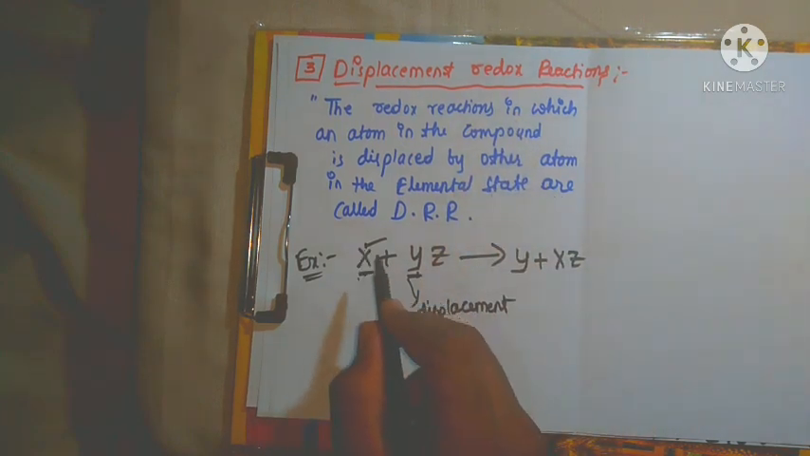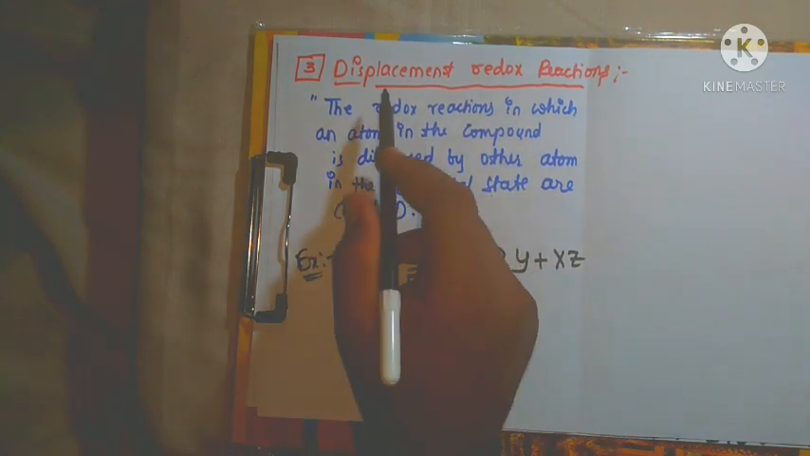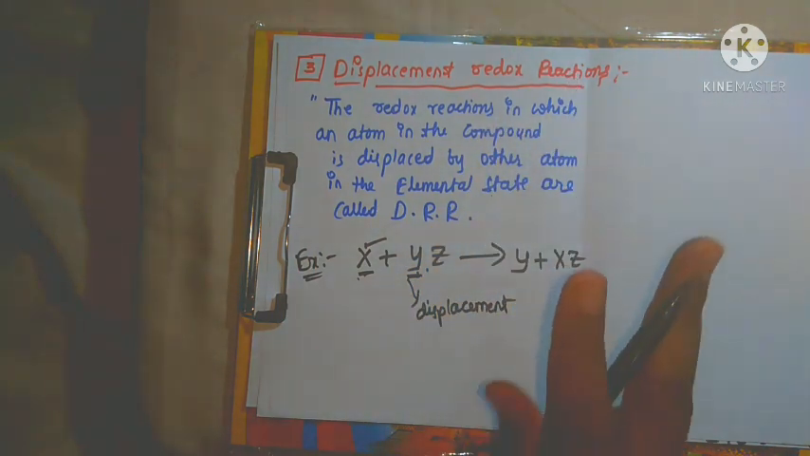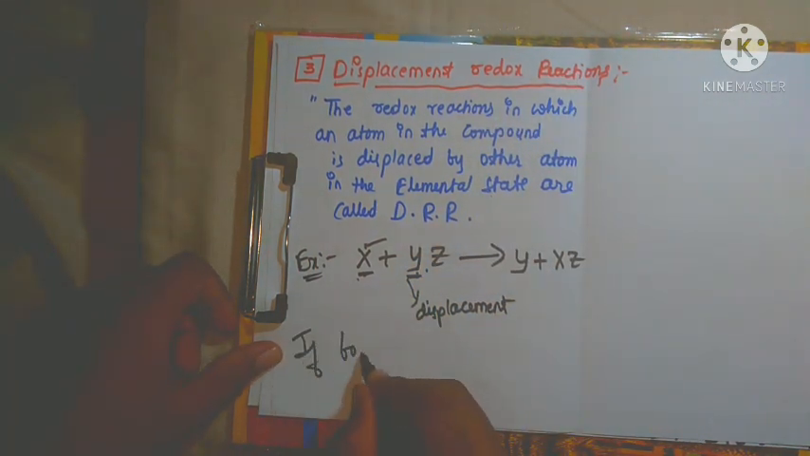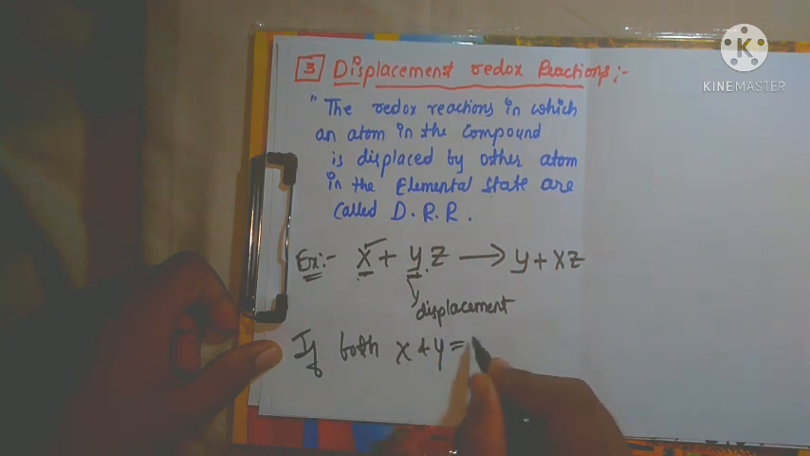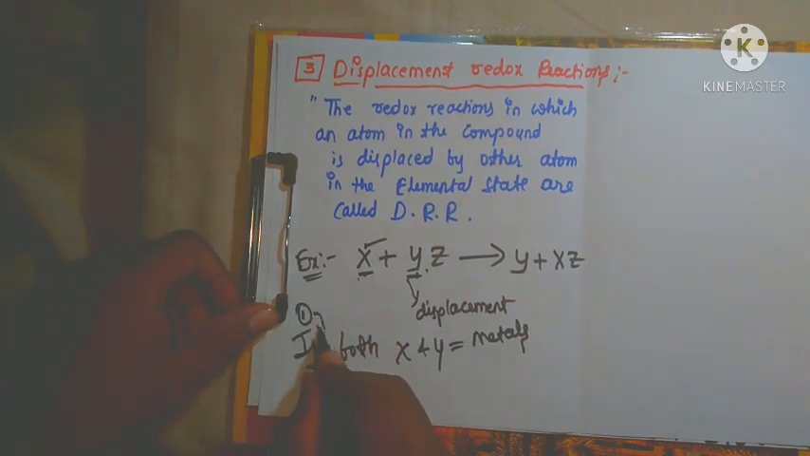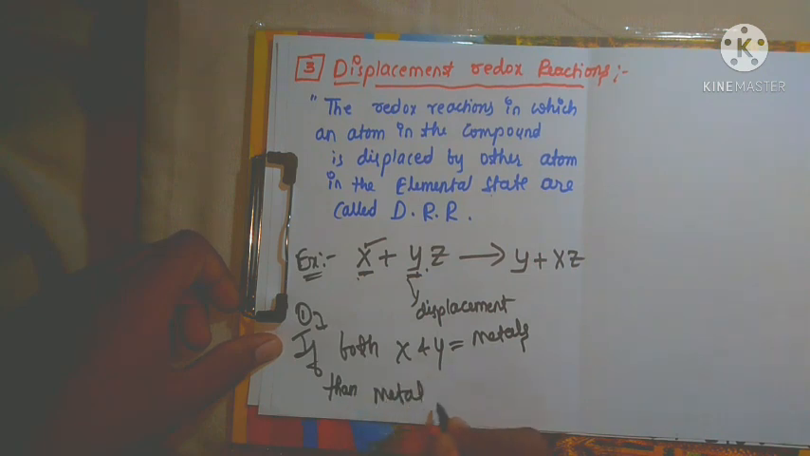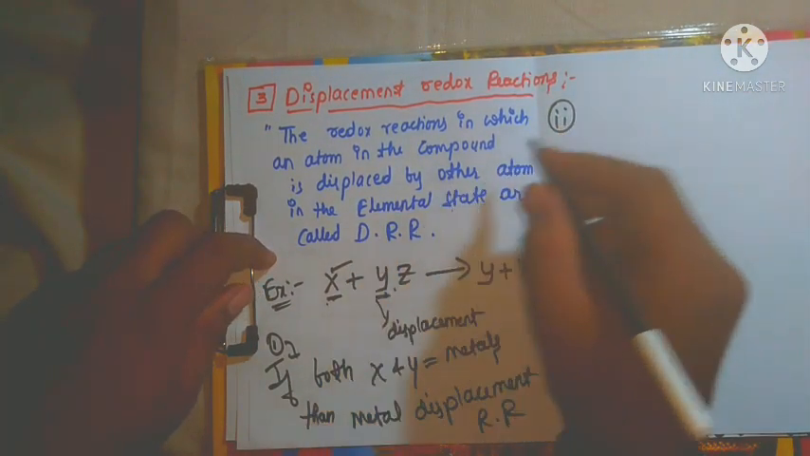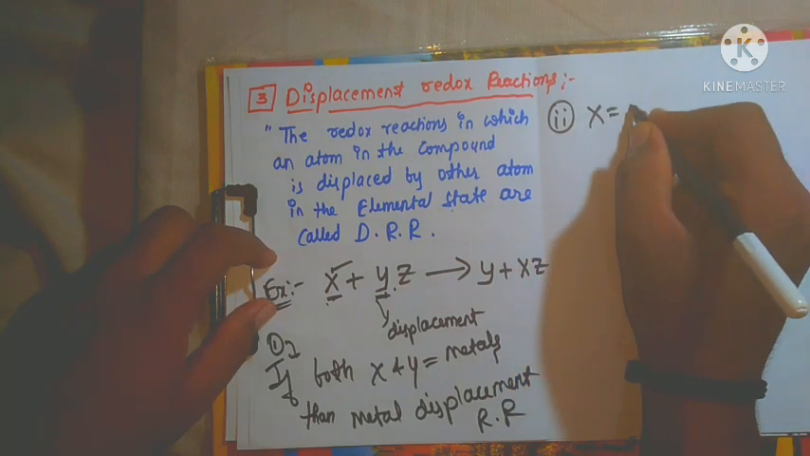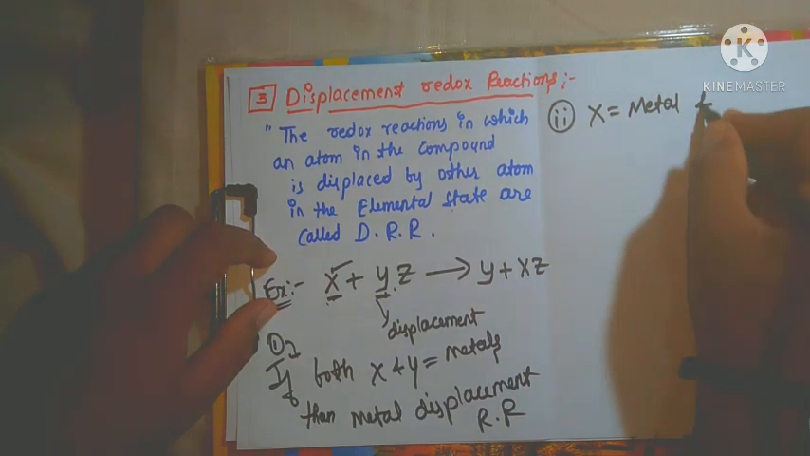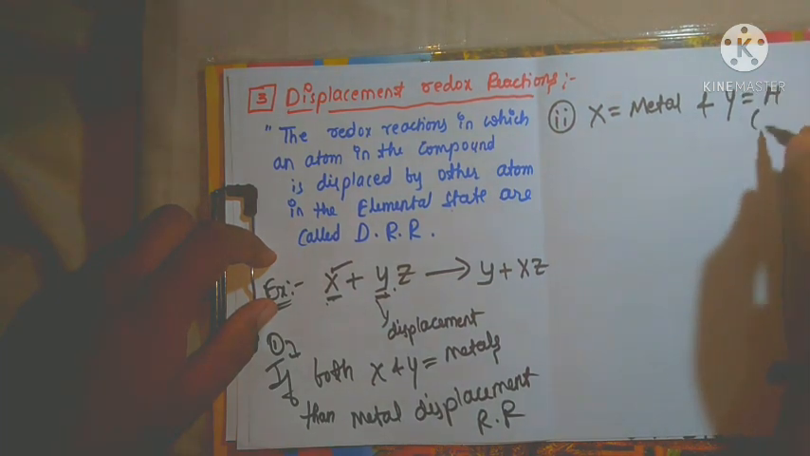If one undergoes oxidation and another undergoes reduction, then it is called a displacement redox reaction. How many types are there? Two types. If both X and Y are metals, then it is called a metal displacement redox reaction. The second case is if X is a metal and Y is hydrogen, that is a non-metal.